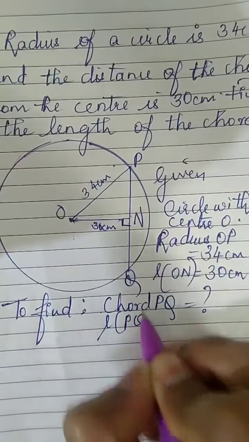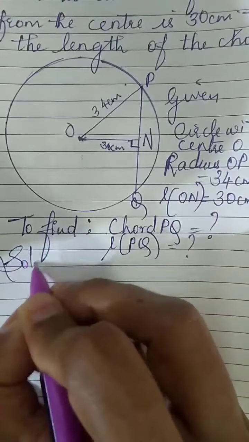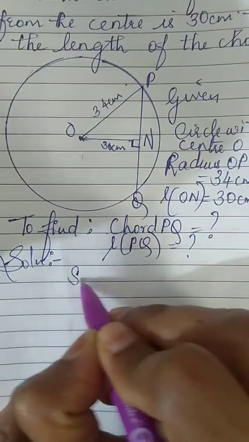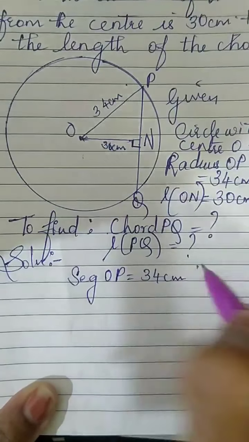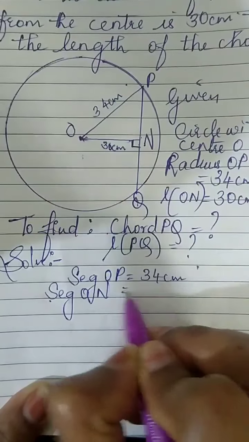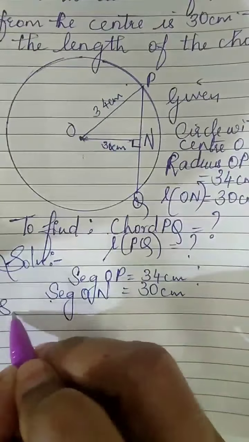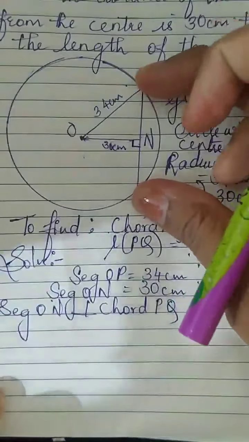Anyhow, okay, now comes the main answer. Solution. You have to do this. I'll just tell you what you have to do. First, you will write segment OP is equal to 34 centimeter. Then you write segment ON is equal to 30 centimeter. Then write one statement. Segment ON is perpendicular to chord PQ.